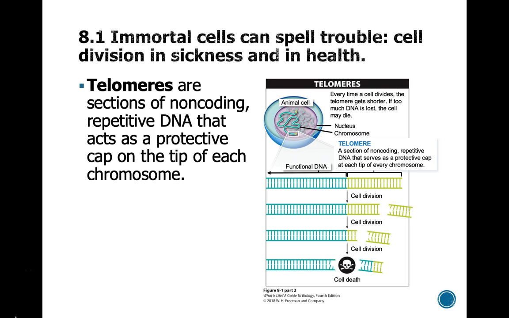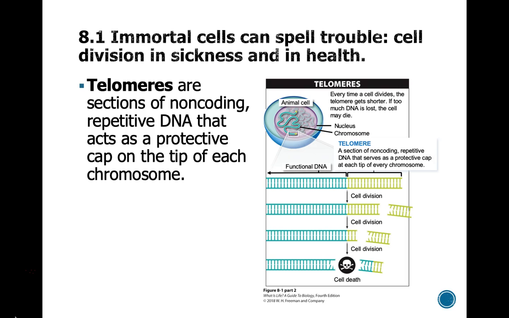So our chapter starts off with talking about a special structure called a telomere. A telomere is a section of non-coding repetitive DNA at the end of each of our eukaryotic chromosomes. And remember that eukaryotic chromosomes are linear, so at each end of the chromosome there's a protective cap called a telomere. So let's back up a little bit and talk about why telomeres are there.